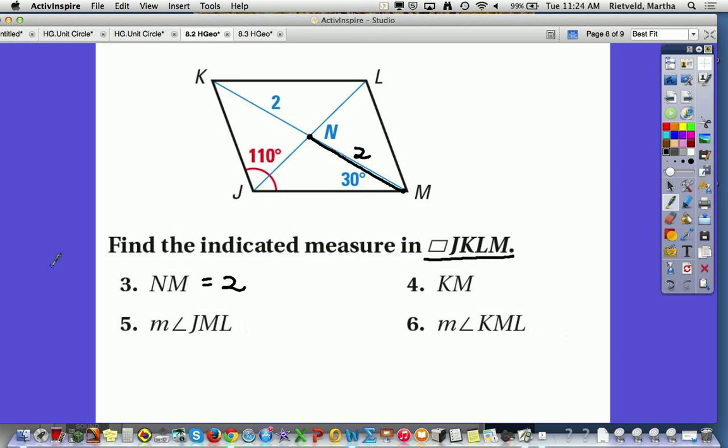Next, we're looking for KM. And KM would be the whole diagonal. Just add those 2 2's together. And KM is 4.